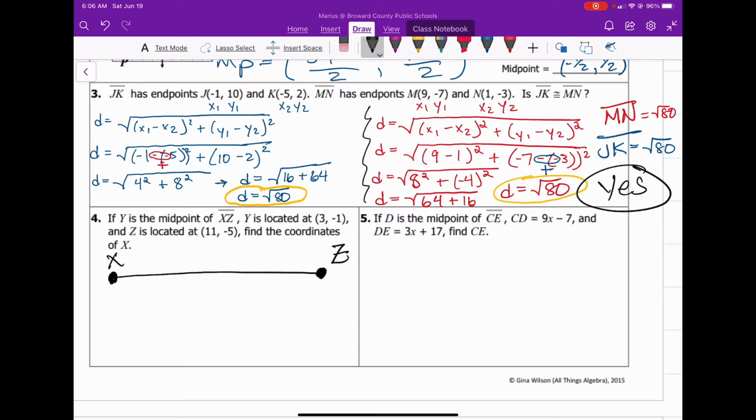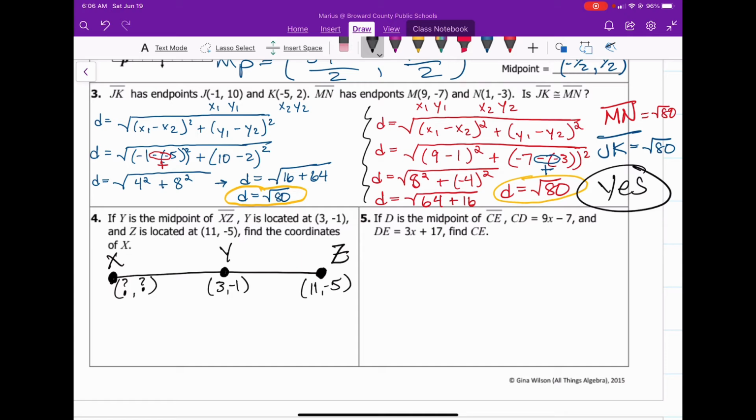And our midpoint is Y. They give us the midpoint, right? They say the midpoint is (3, -1), and Z, which is one of our endpoints, is (11, -5). And they want us to find the other endpoint. They're asking, what are the coordinates right here? So we have to work backwards.